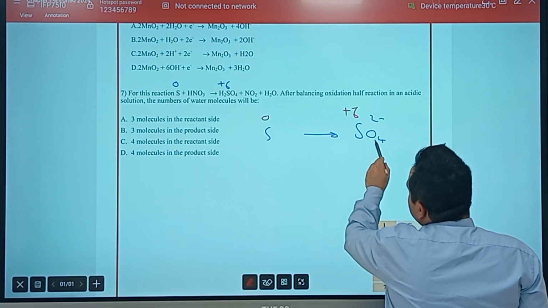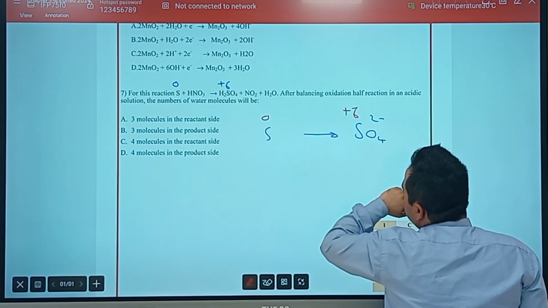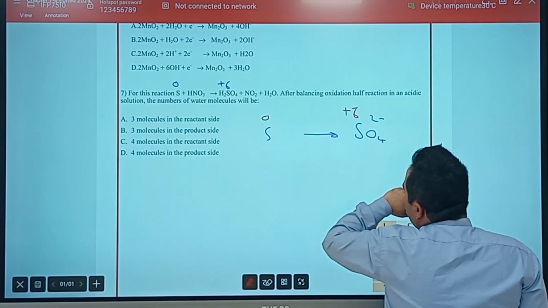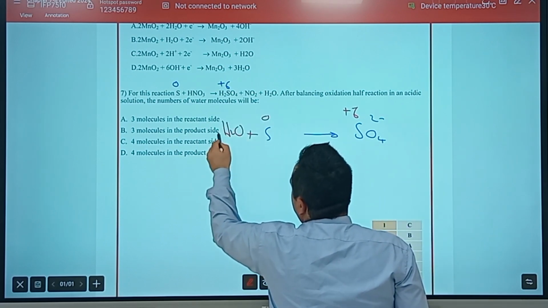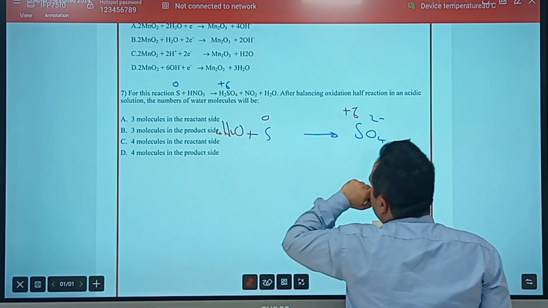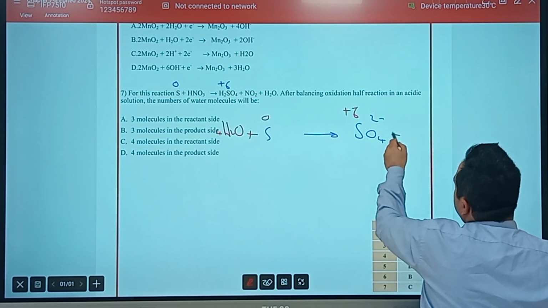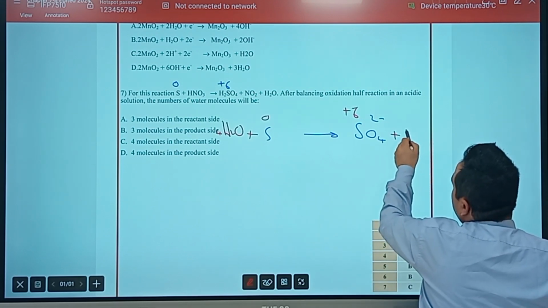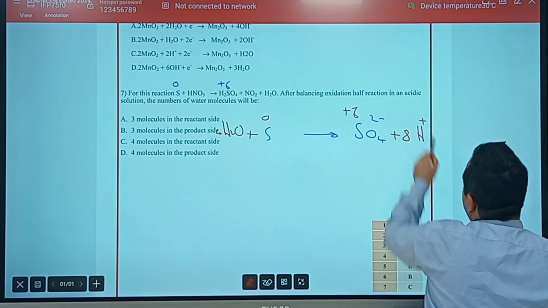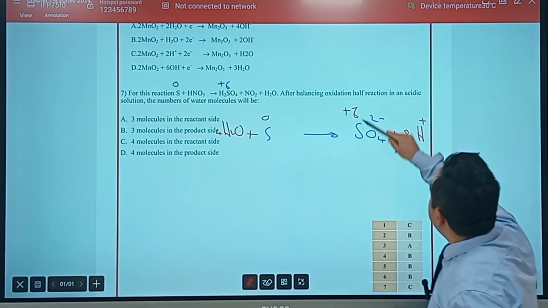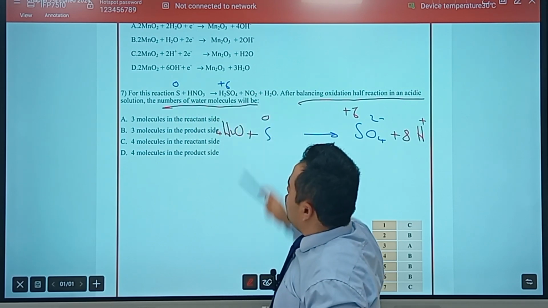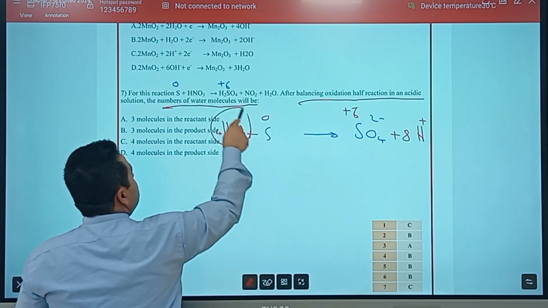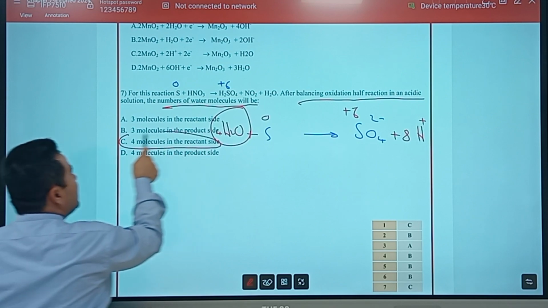But prior to that, let us balance the atoms. How many oxygen do we have in the reactant? None. So what do we have to add to the reactant? 4H2O. And then for the product, we have to add twice as many, 8H+. So it's required to find in acidic medium the number of water molecules. It's 4 water molecules added to the reactant side. C is the correct answer.